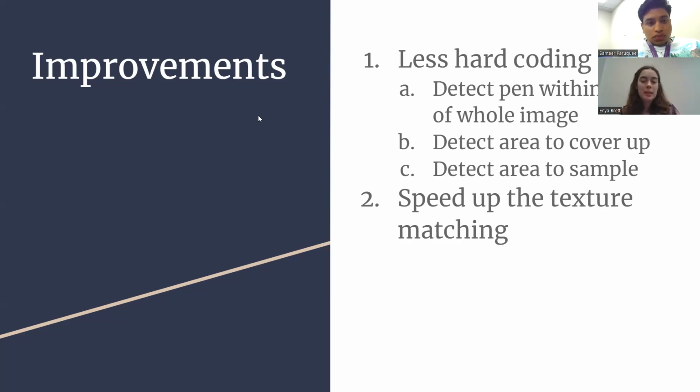Additionally, we want to speed up the texture matching, because as it is, it takes a while to run for all the different candidates that we've chosen randomly to place within the texture filled section.